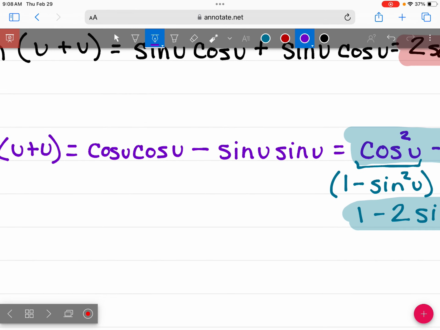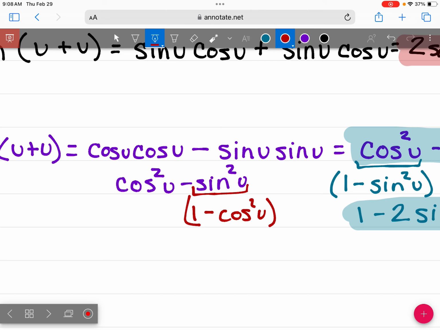There's going to be times when we want each one of them, but we could also, because trig's weird, take cosine squared u minus sine squared u. We could also swap this one out to be 1 minus cosine squared u.